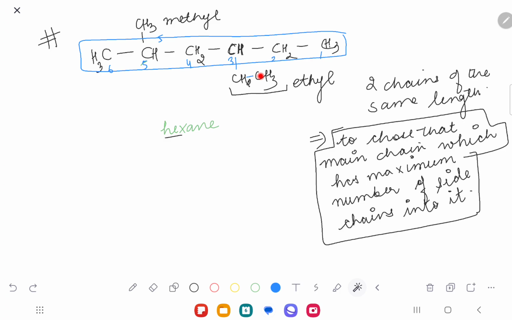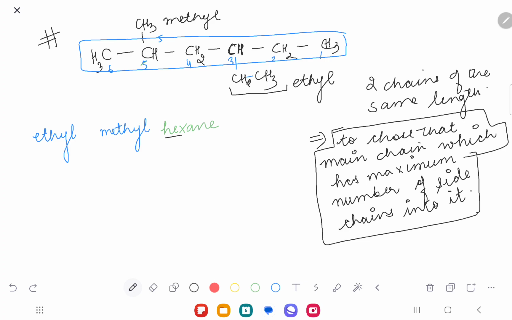Understood. So we will have hexane and methyl and ethyl. Now it's like the two side chains. Now ethyl comes first alphabetically, E. So I'll write down ethyl first and later on methyl. Then the numbers, ethyl comes at carbon number 3.